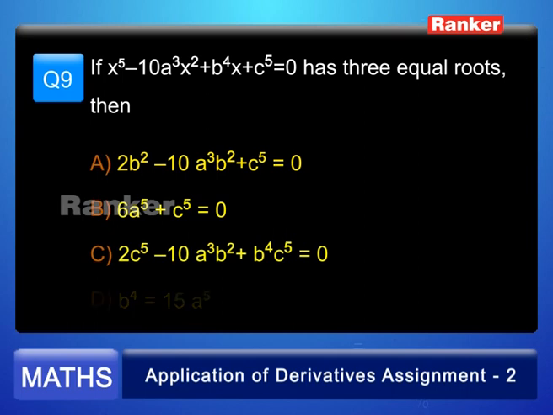Next question: if x^5 minus 10a^3 x^2 plus b^4 x plus c^5 equals 0 has 3 equal roots, then option A, 2b^2 minus 10a^3 b^2 plus c^5 is equal to 0. Option B, 6a^5 plus c^5 is equal to 0. Option C, 2c^5 minus 10a^3 b^2 plus b^4 c^5 is equal to 0. And option D, b^4 is equal to 15a^5.